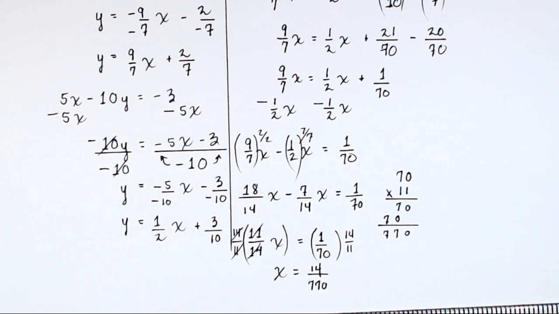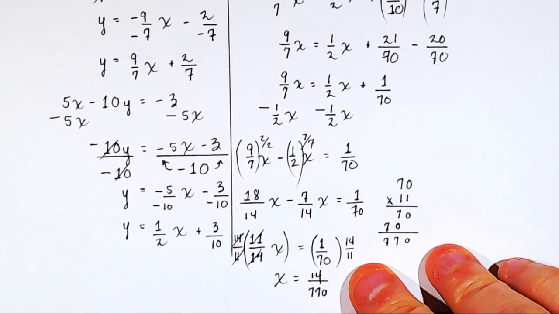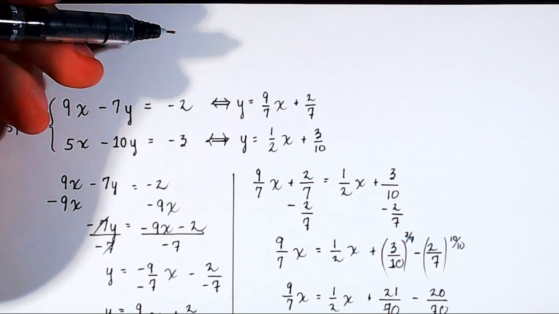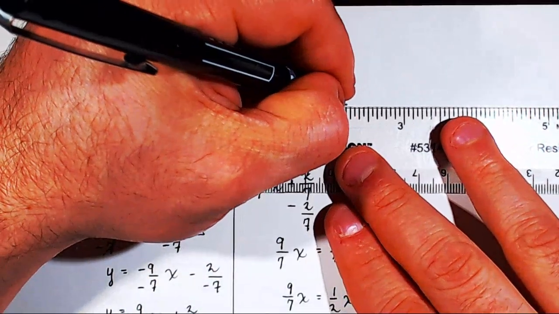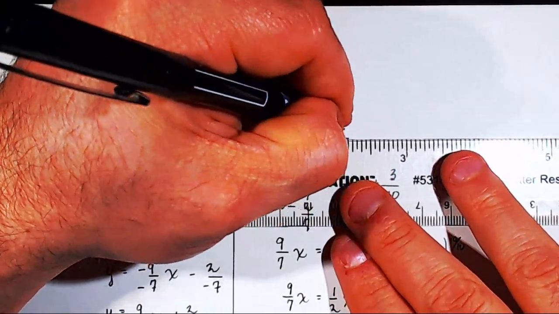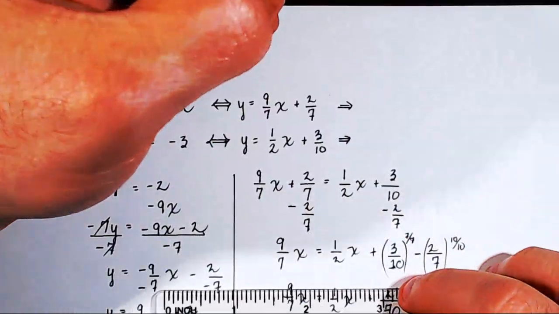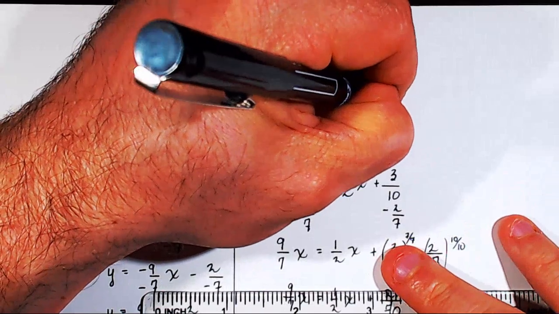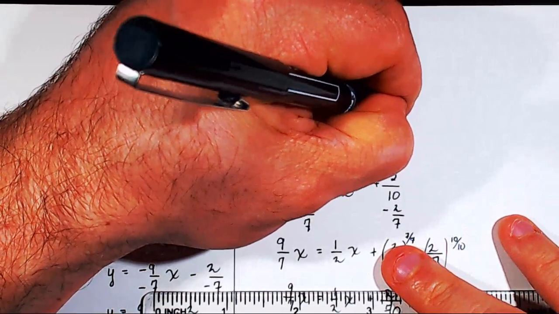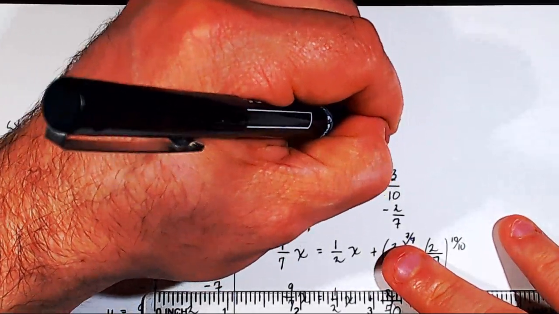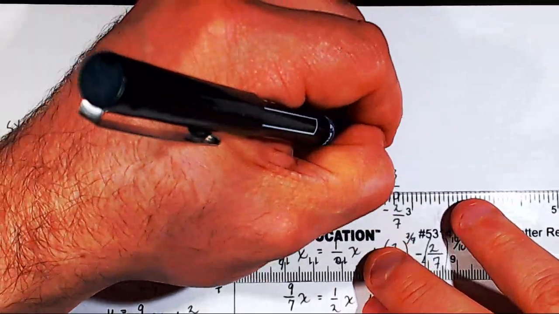Okay, so that's good to know. Now we just need to plug this value into one of our equations. It doesn't matter which one. They should both evaluate out to the same thing. So I could kind of say, introduce a new notation here, F of 14 over 770.